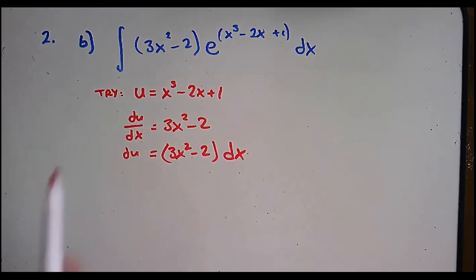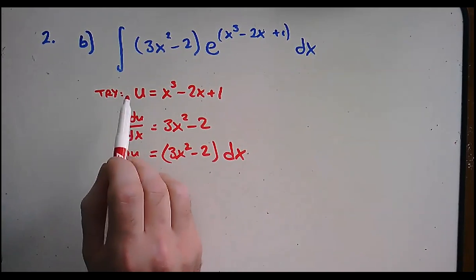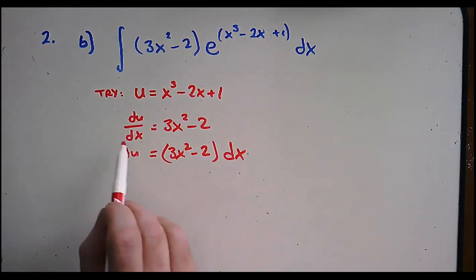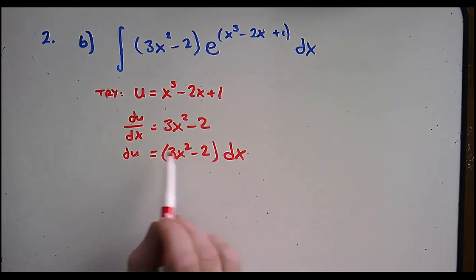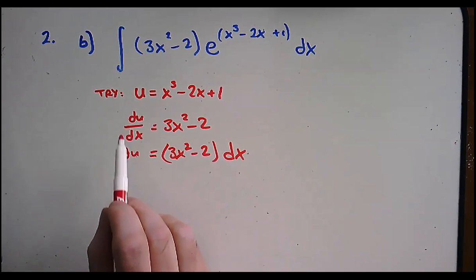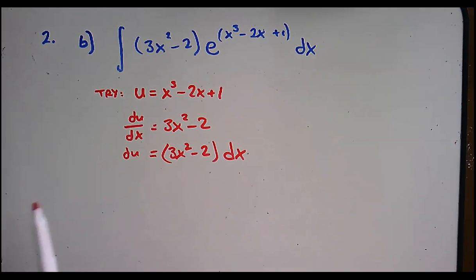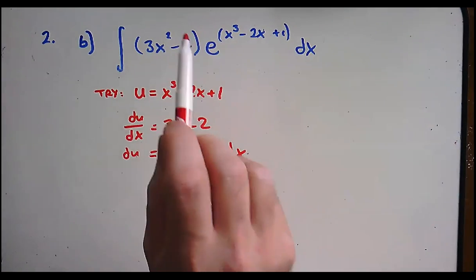All right, so I made my choice for u. My choice for u immediately led me to what du/dx would equal and what du would equal in this scenario. This is a result of my choice of u. I'm not like picking new things. I'm not pulling new things out of the equation.